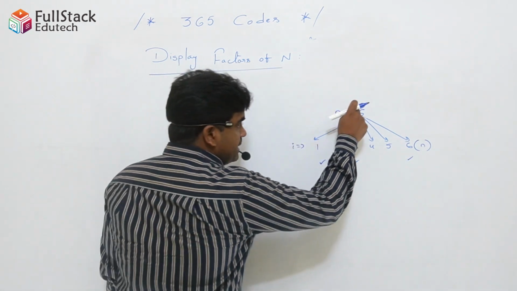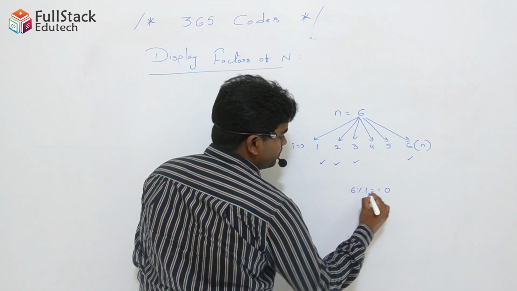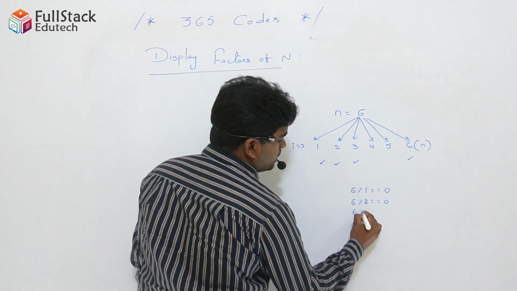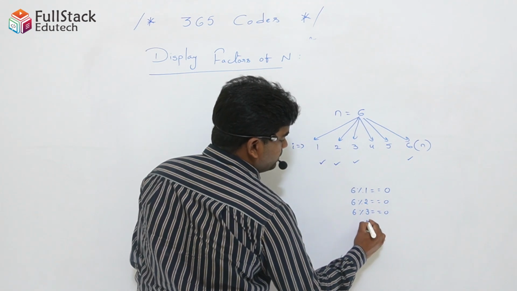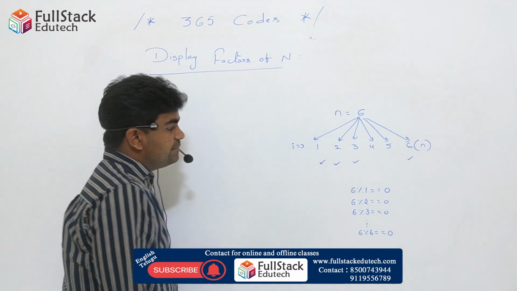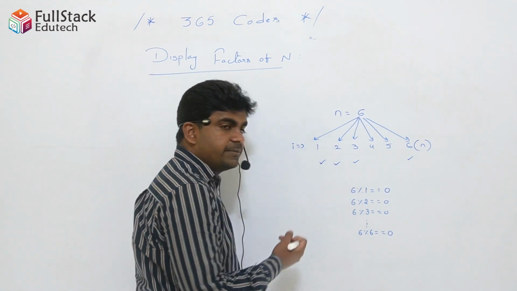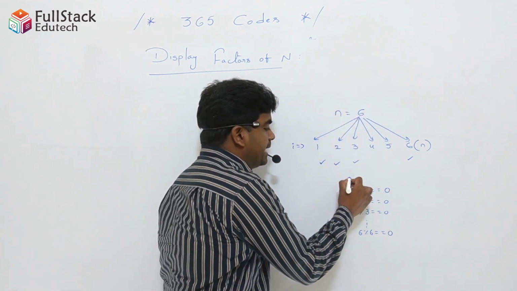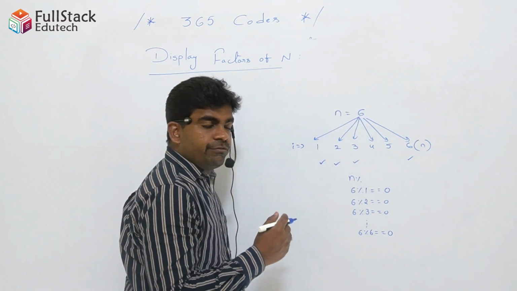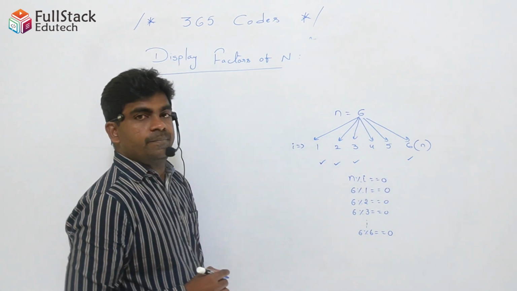See, is 6 divisible by 1 or not, is 6 divisible by 2 or not, is 6 divisible by 3 or not, and so on, is 6 divisible by 6 or not. Sir, what is 6 here? It is nothing but n. So what are 1, 2, 3, 4, 5, 6? It's i, starting from 1.